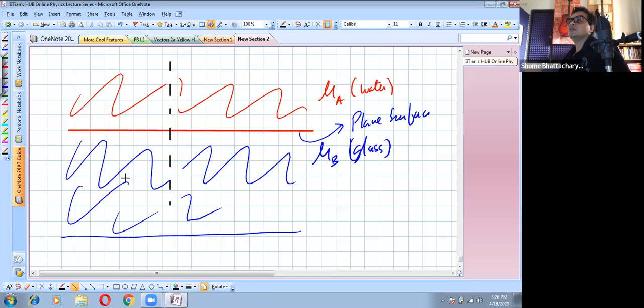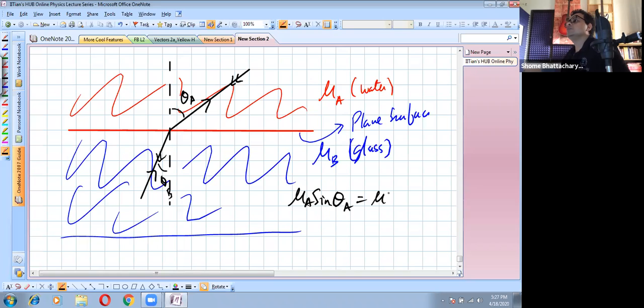So if we have something going from glass, which is denser, into water, which is rarer, it will bend away from the normal. On the other hand, if the same thing is happening in reverse, this will become the refracted ray. So if I take this angle as theta a, and this angle as theta b, the general formula will become mu a sine theta a is equal to mu b sine theta b. And this applies to both the cases.